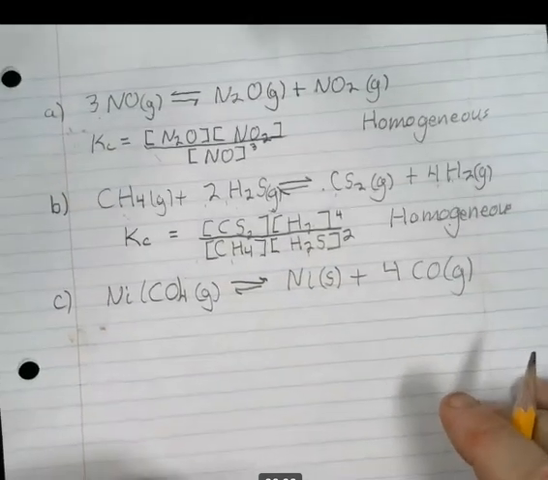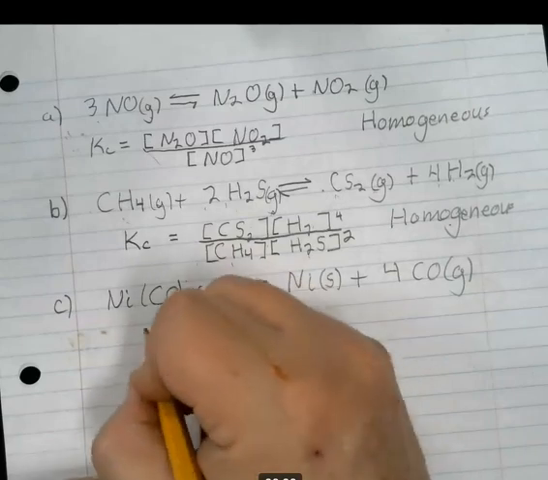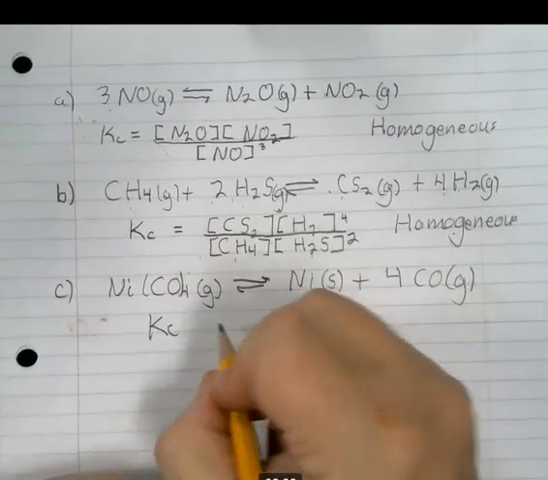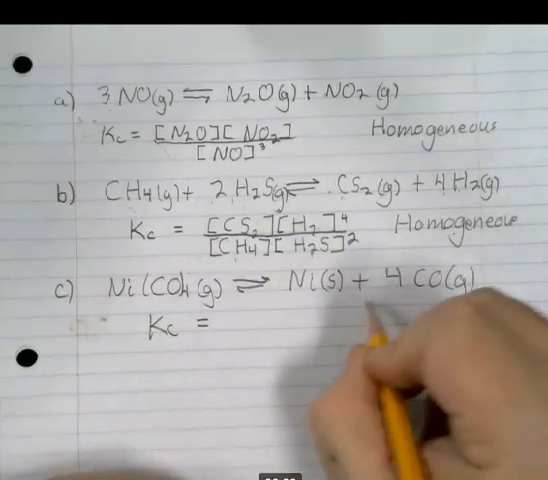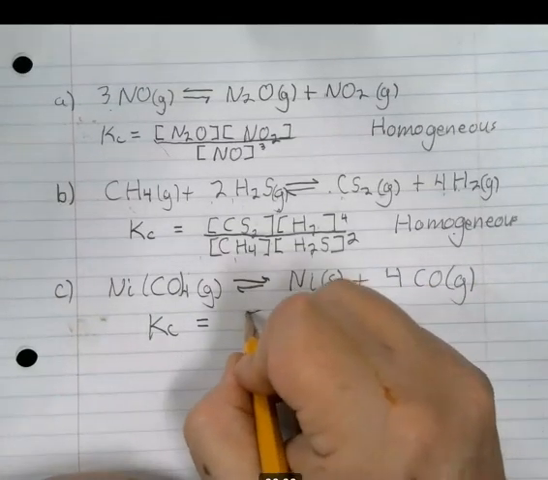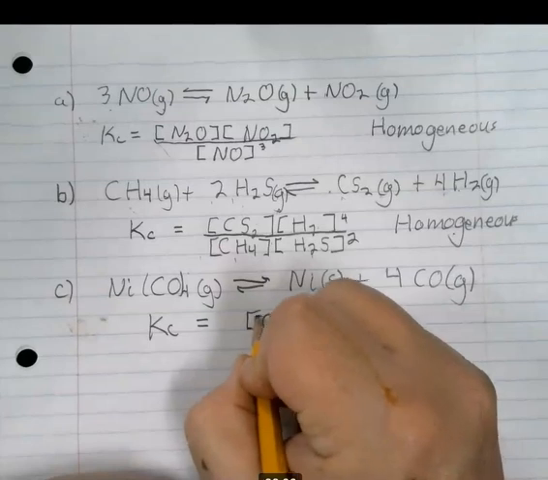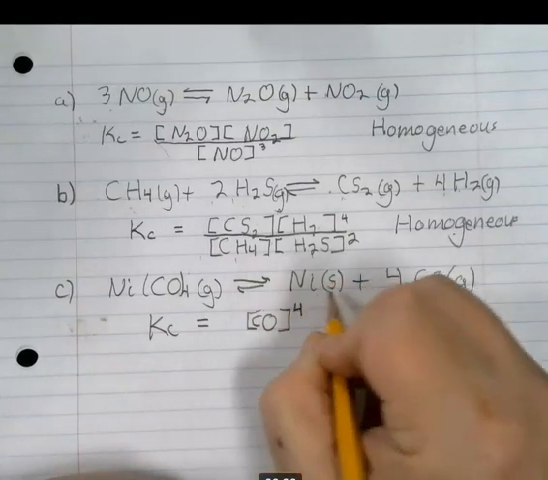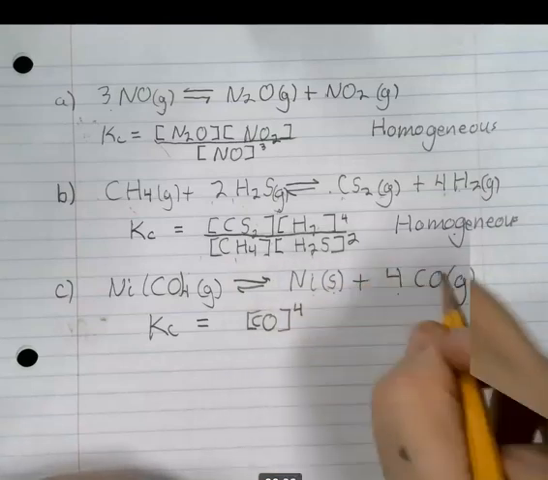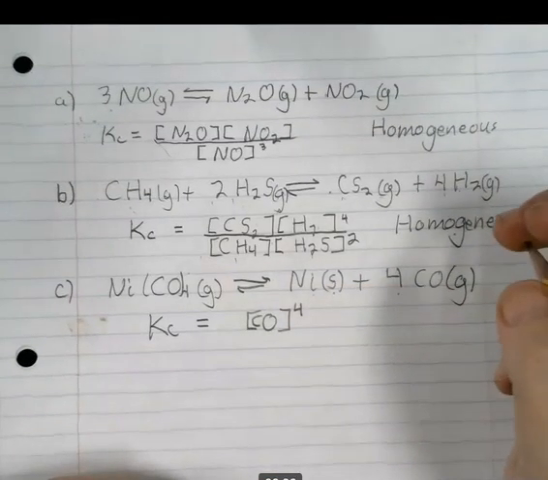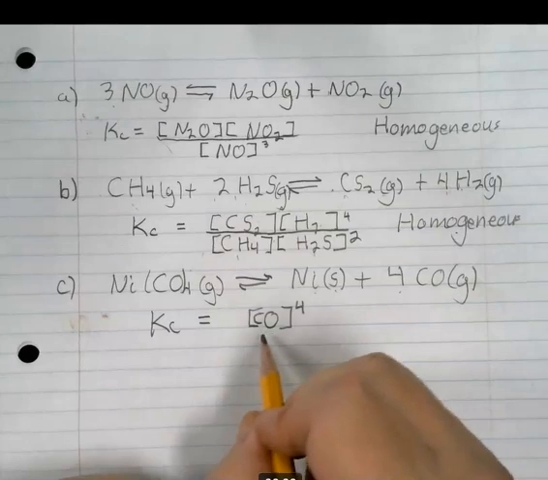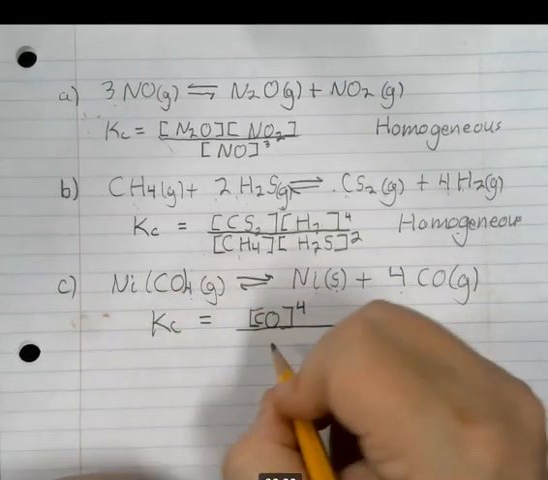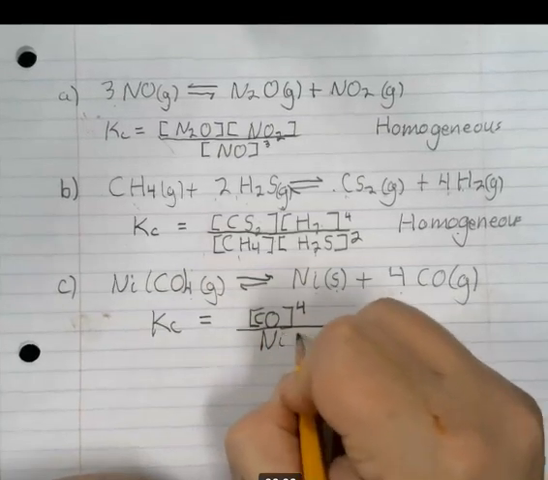All right, so now we are going to write this, this is going to be Kc. And products go on top, which would be CO. Exponent is 4. Ni is in the solid state. You do not include solids or pure liquids in a law of mass action, so we don't put that in, we just ignore it. And on the bottom we do have a gas, so it's Ni.